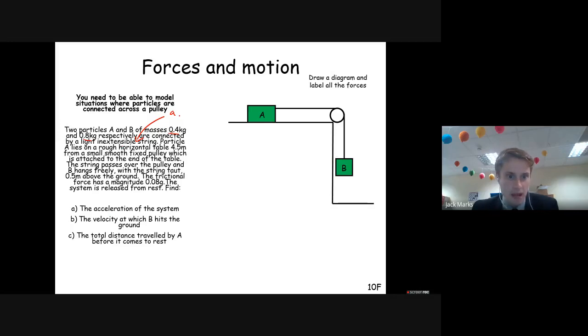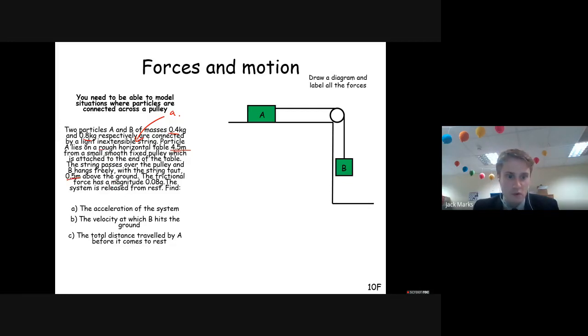Okay. Particle A lies on a rough horizontal table 4.5 meters from the pulley. Now, why would they tell me about meters? Maybe it's got something to do with the suvat equation later on. Rough table, well, I'm expecting there's probably going to be something holding me back. A smooth fixed pulley, okay. At the end of the table, the string passes over the pulley and hangs freely, with the string taut 0.5 meters above the ground. So that sounds like it's 0.5. Again, it sounds like that's got something to do with the suvat later on.